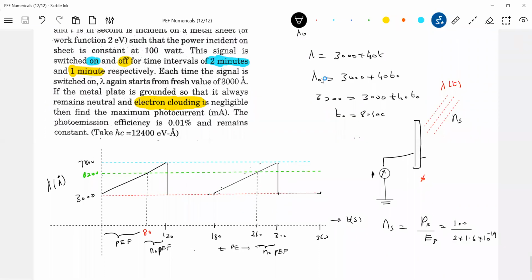So what is the efficiency? Now we'll go for efficiency, that one. So what is telling the efficiency? Where is it? The photon emission efficiency is 0.01%. So the number of photoelectrons will be 0.01 by 100 into N_s.